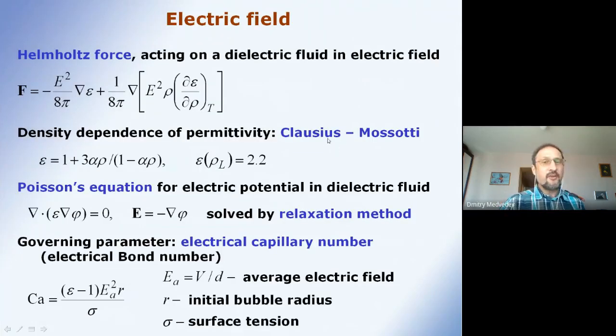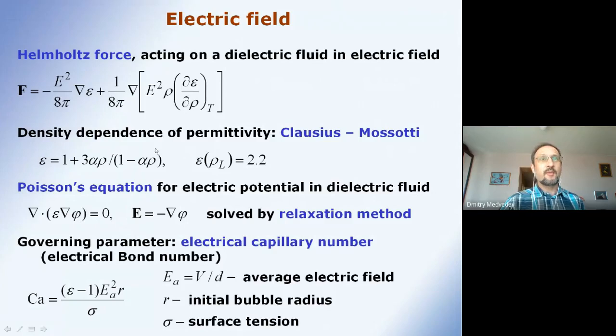And the electric field causes the Helmholtz force, which was already introduced at the plenary lecture. It is the force due to non-uniform medium, non-uniform fluid, and the electrostriction force. In our case, we simulate insulating medium, so there is no charge density.